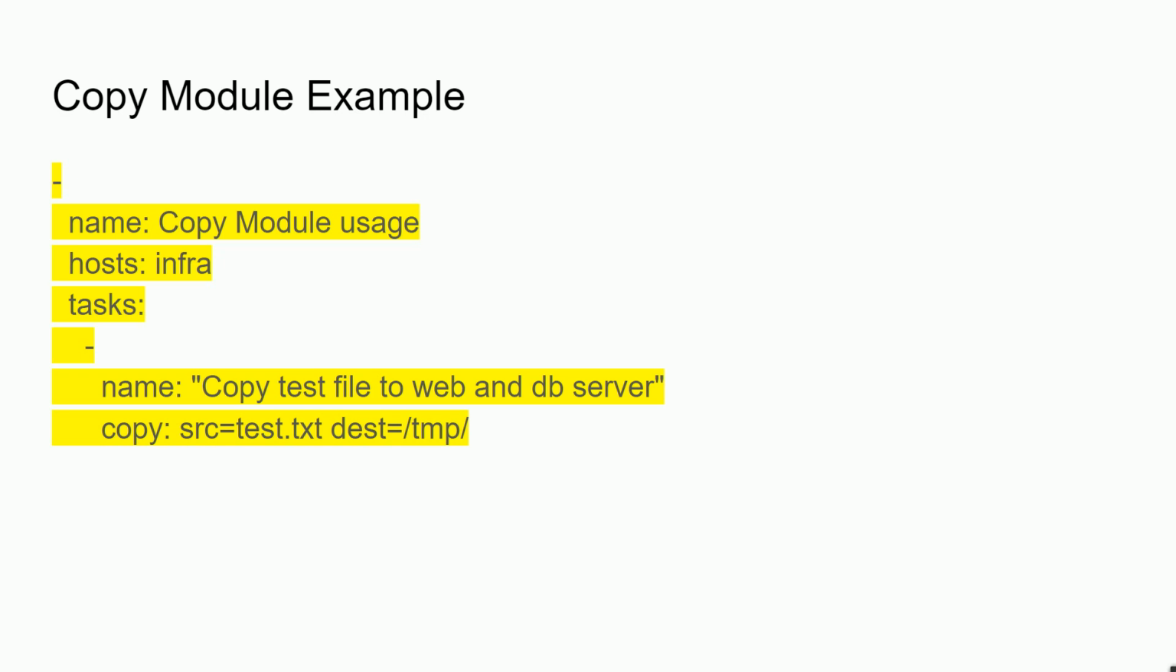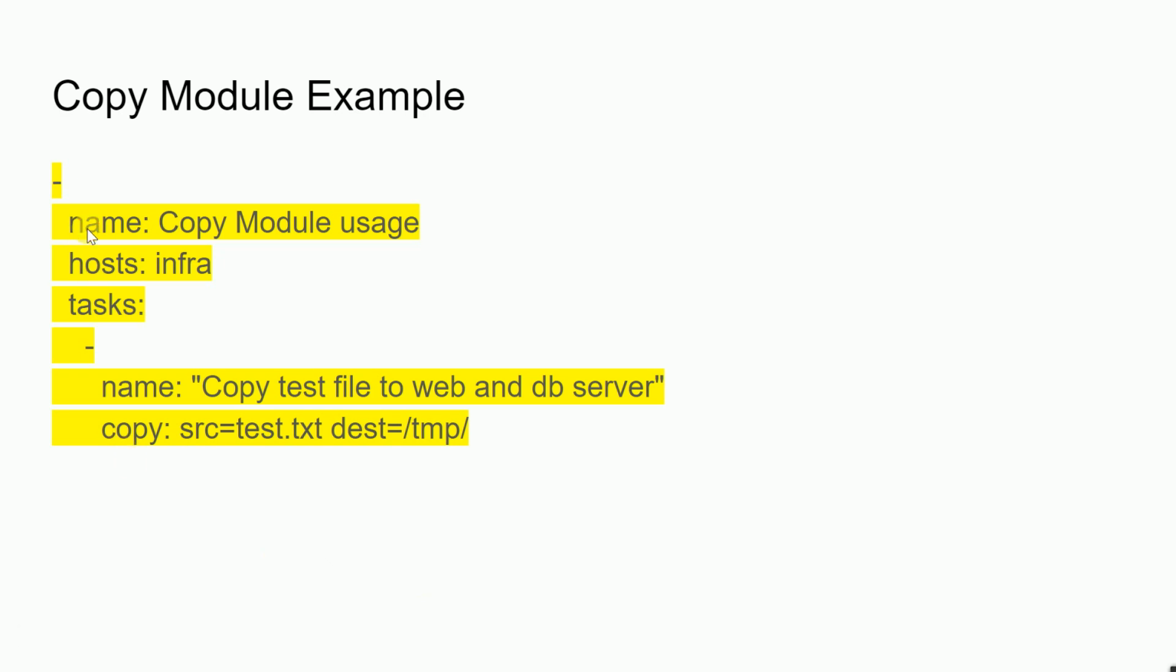So this is the playbook for copying a file from the local machine to the destination machine. Usually we use the cp command to copy a file from one location to another, or scp or rsync from one machine to another remote site. But here we have a copy module. So it is similar.